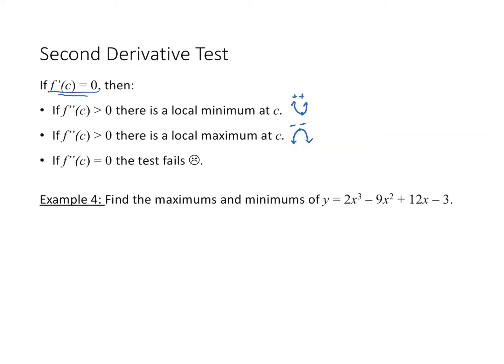We don't know if there's a max or a min or neither. It could be any of those. You would have to go back and use the first derivative test to check and see what happens at that point. Example 4, find the max and min values of y equals 2x cubed minus 9x squared plus 12x minus 3. We're looking for max min, so the first thing we need to do is find our critical points. We still need to use our first derivative to find all those critical values where a max or min could possibly happen. Which means we're going to find our derivative.